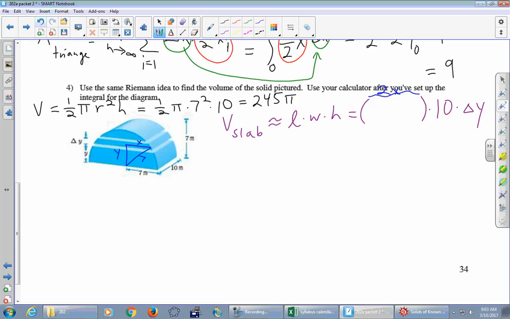Okay, now remember, we're trying to get rid of the x. So we're going to write down our Pythagorean equation here, and then we're going to solve for x. So we know x squared plus y squared equals 7 squared. That means that x squared is equal to 49, and then subtract the y squared. And so then x is the square root of 49 minus y squared.